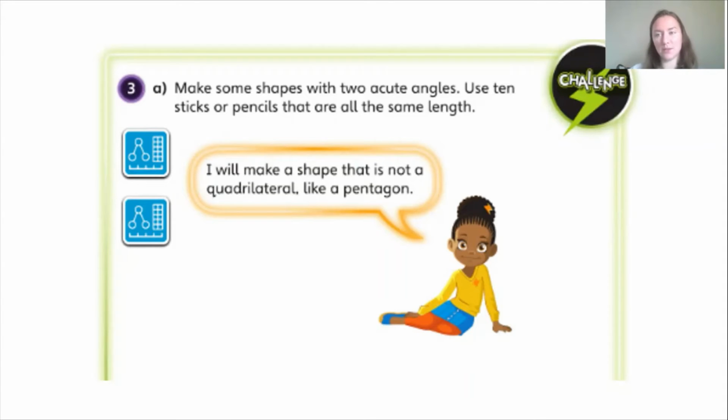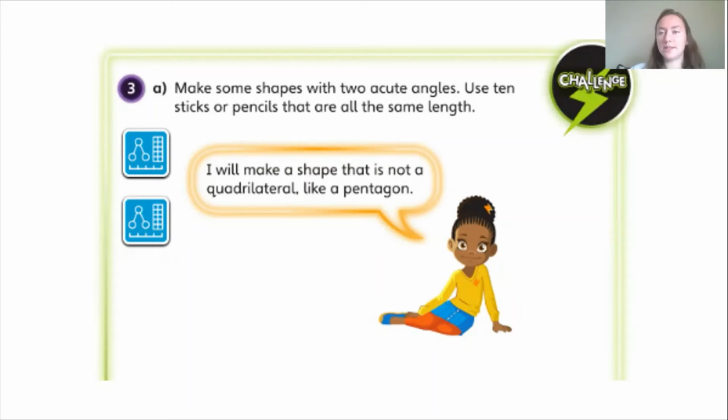Remember the keywords that we have been looking at today: parallel, perpendicular, and quadrilateral. The rest of you who would like to carry on, let's go through the challenge together now. So question 3, make some shapes with 2 acute angles. Use 10 sticks or pencils that are all the same length.